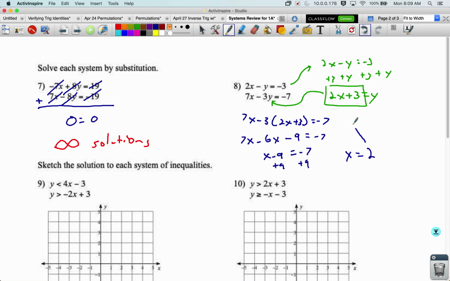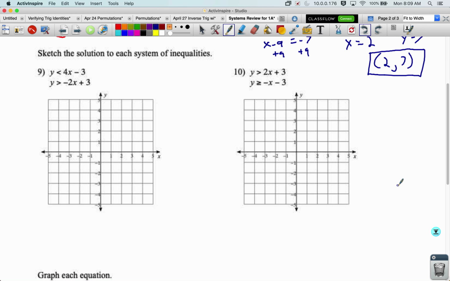Plug that back in. The easiest place to plug it in would be right there. 2 times 2 plus 3 equals y. 4 plus 3 equals y. y equals 7. And we put that together into an ordered pair, (2, 7). I thought it was going to be a no solution since we just had infinite solutions, but this one has just a single solution.